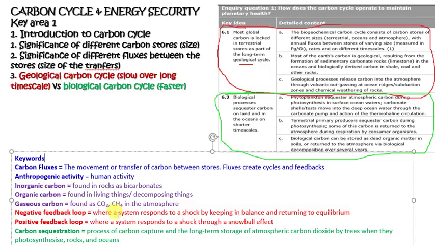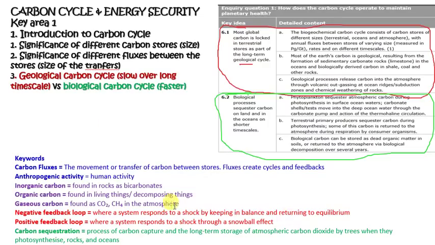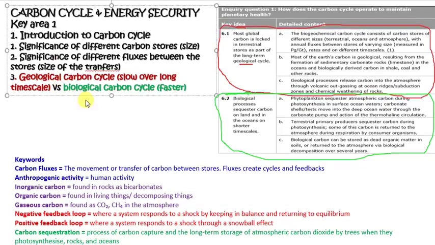Right then, what are we going to learn? Well, I'm going to introduce you to the carbon cycle. You're going to learn where most of the carbon is stored on Earth and the most significant stores, and the most significant fluxes between the stores. So where are the significant transfers? Where do they take place? Between which stores? And then we can think of the carbon cycle as a cycle within a cycle. So there's two sub-cycles operating within the whole one.